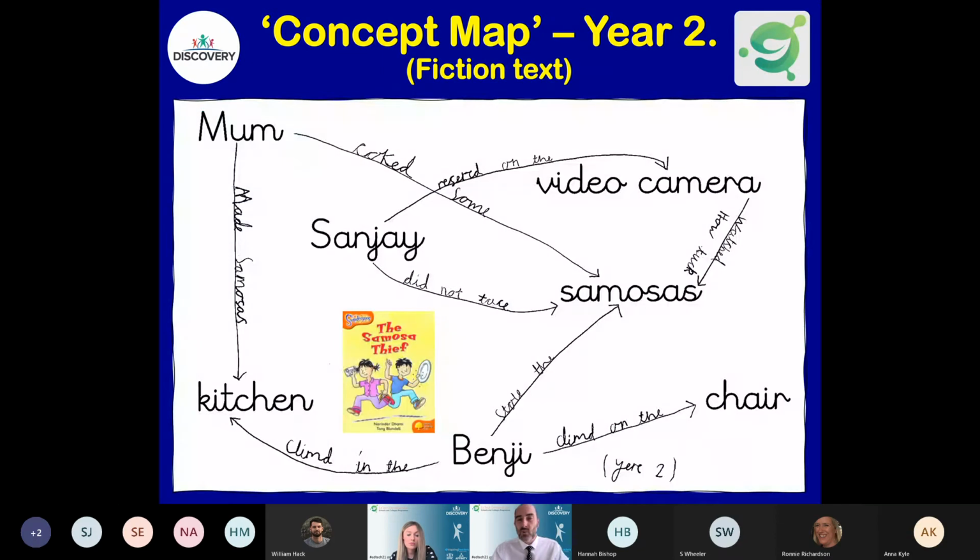And finally, not so easy to do, but you can also do it with a fiction text. So here, a more able Year 2 child read The Samosa Thief, and again connected the names, places, and the objects within the text with the information they gained from their reading.